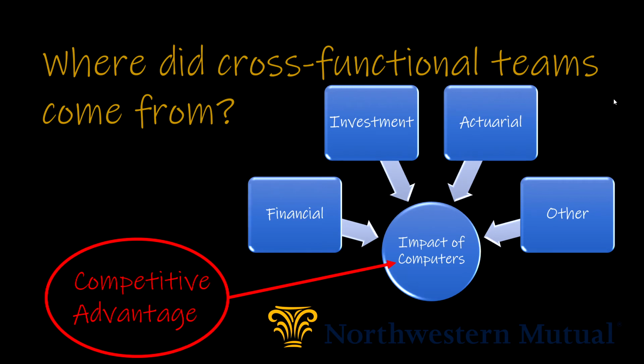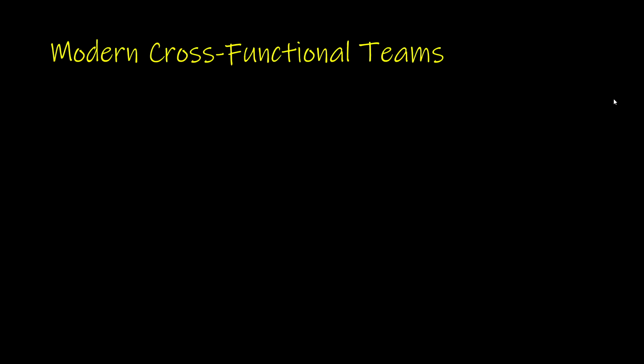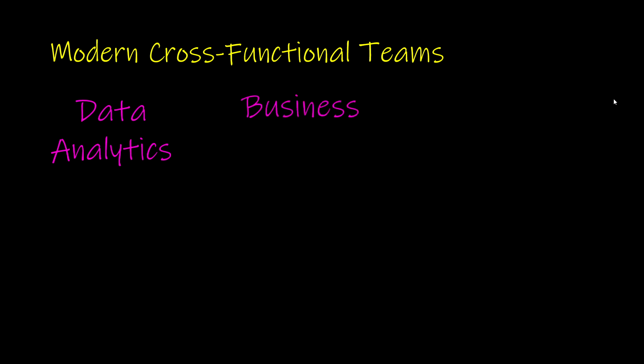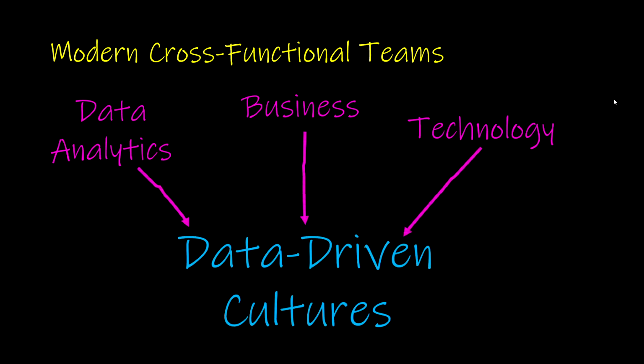Now, other companies saw this happen and got on board with the concept of cross-functional teams, and particularly in the 1970s and 1980s, we saw a lot of growth in terms of using cross-functional teams in business. So when we look at modern cross-functional teams, what we tend to see a lot of today are people with data analytics backgrounds coming together and working with people with business backgrounds and other people with technology backgrounds, and they're looking to solve problems related to building data-driven cultures and creating data-driven organizations.